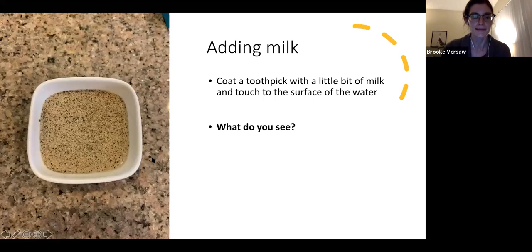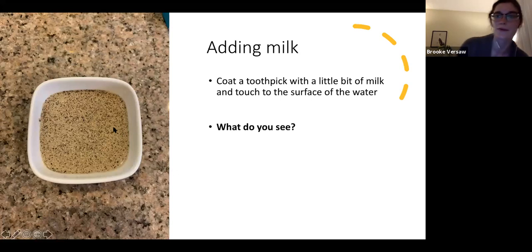Do you see that it didn't move? You'll see I refilled my dish here, so there's a lot more pepper on the surface. That's unrelated.